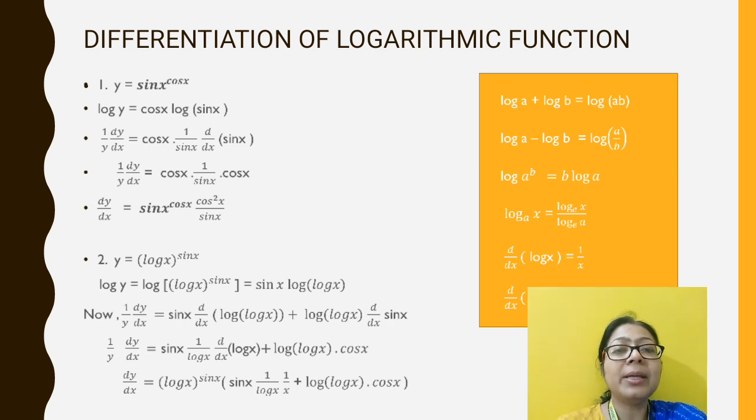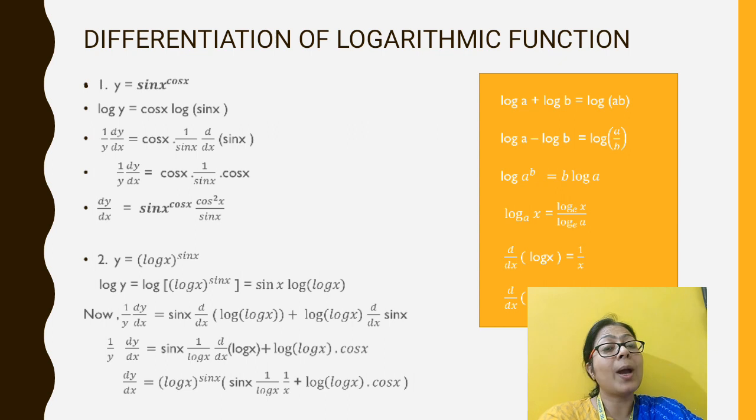So 1 by y dy by dx is equal to sin x times the derivative of log of log x, which is 1 by log x, and then the derivative of log x once more, which is 1 by x, plus log of log x times the derivative of sin x, which is cos x. So dy by dx is equal to, y is multiplied on the right hand side, (log x) to the power sin x is multiplied. In place of y, we write the value of the function of x.